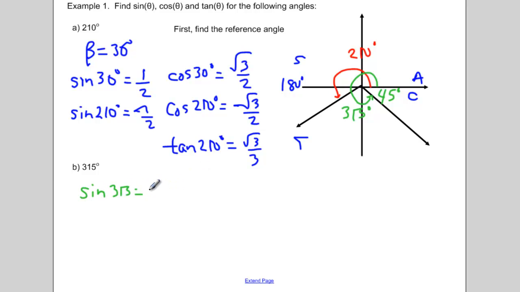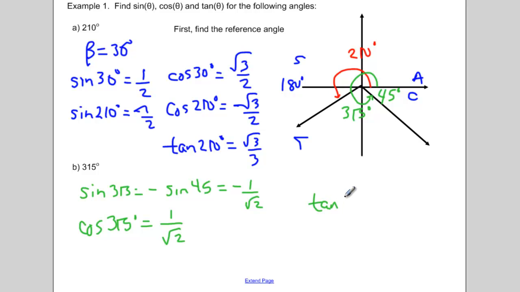is just equal, I can write it as the negative value of the sine of 45 because I'm in quadrant 4, negative 1 over root 2. Cosine of 315. Cosine of 45 is 1 over root 2. I'm in the fourth quadrant, so my ratio is going to be positive. So cosine of 315 is going to be positive 1 over root 2. And tangent of 45 degrees is 1 over 1. Because I'm in quadrant 4, tangent is negative. So tangent of 315 is just negative 1.